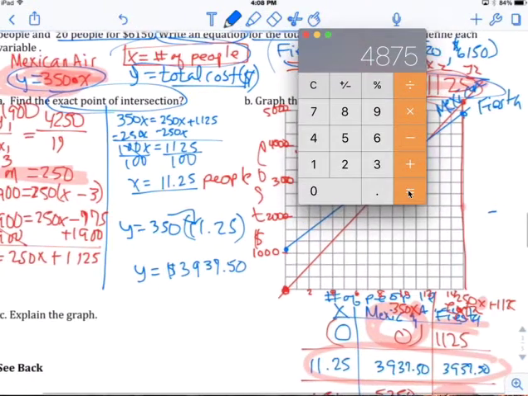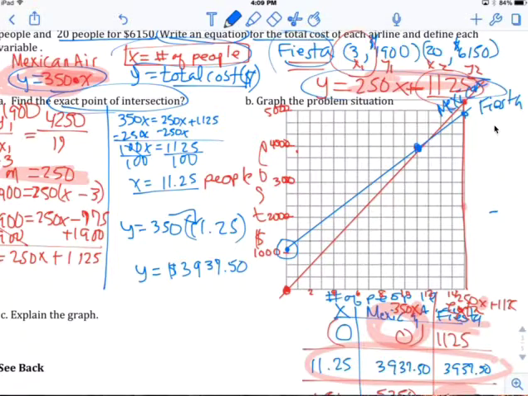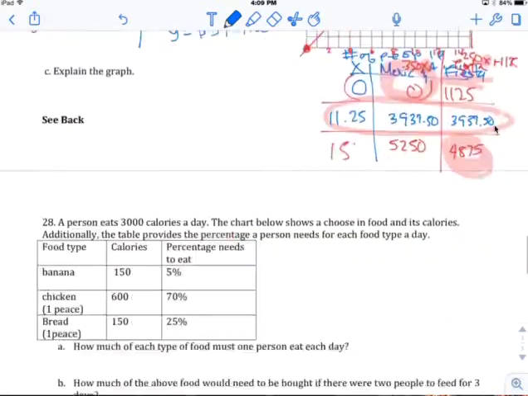Explain. Fiesta starts out more expensive because it's a higher graph until it gets to 11 to 12 people. And then Fiesta gets cheaper because the graph is lower. Okay, that's how you would explain it.